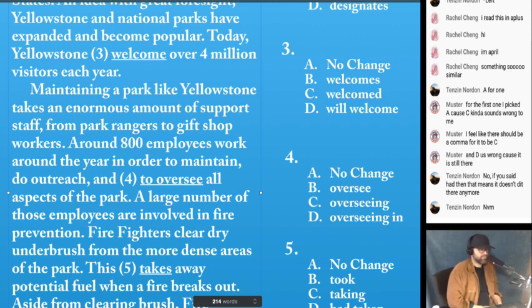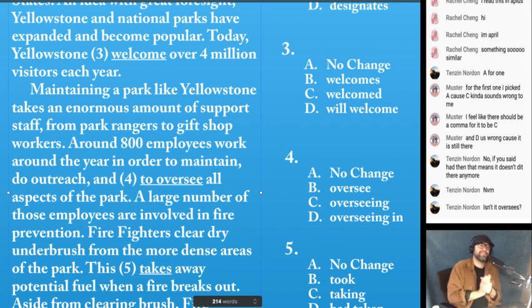Juicy question number four. So we go through, we check the tense, we check the number, we check the parallelism. We're looking at a list here, so we're looking at parallelism. Around 800 employees work around the year in order to maintain, in order to do outreach, and in order to oversee. Too many twos, bros. So you have to figure out where the list branches. That's super, super important.